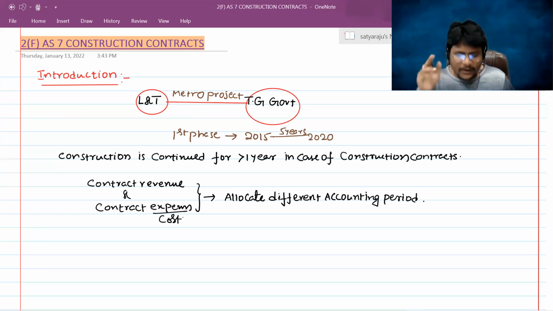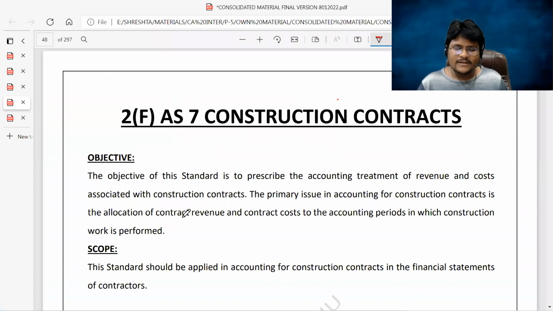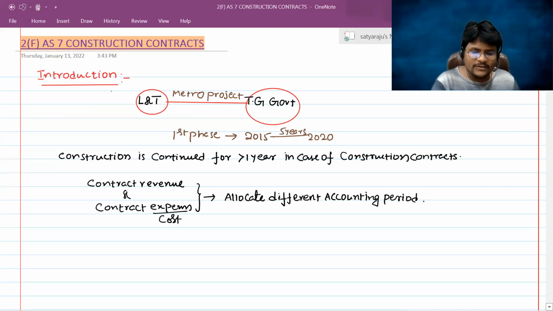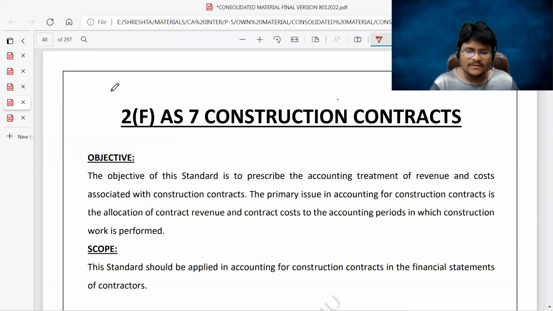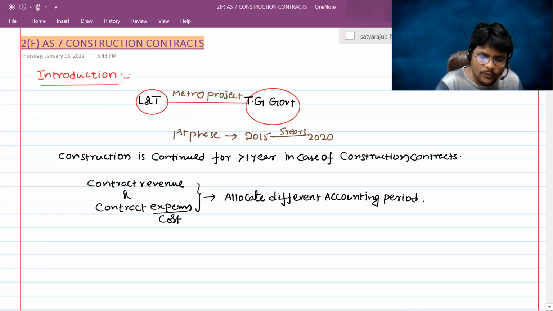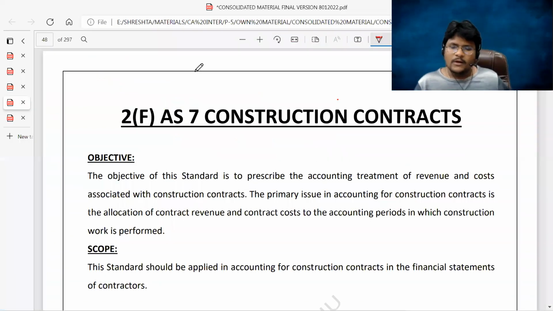Am I right? The same thing that I discussed in the introduction is there under the objective. So I can put it as an introduction, or you can term it as an objective as well. A slightly refined version of the same things is given in the objective. So let us read the objective clearly.